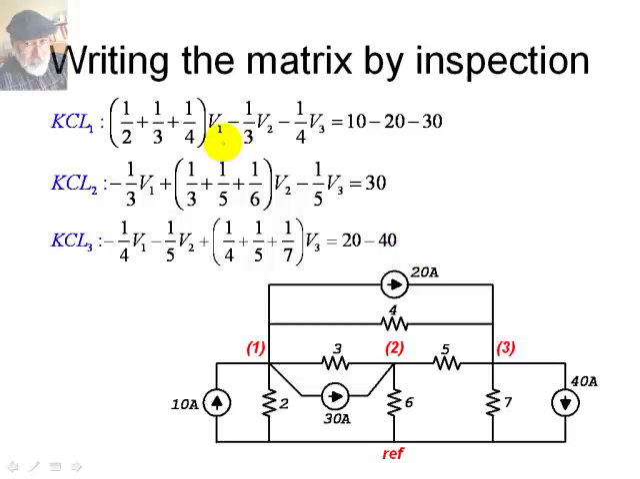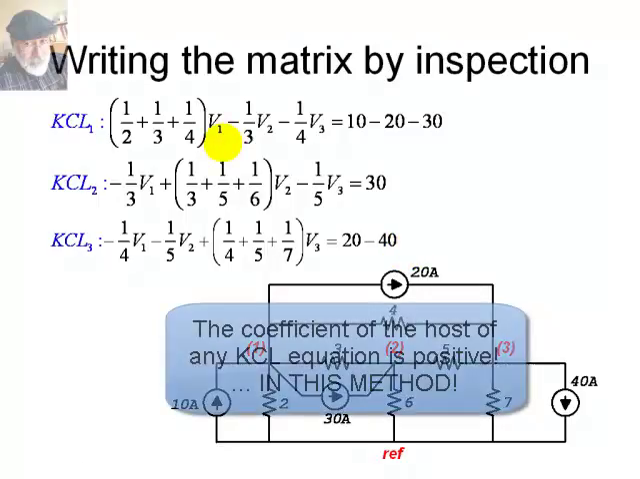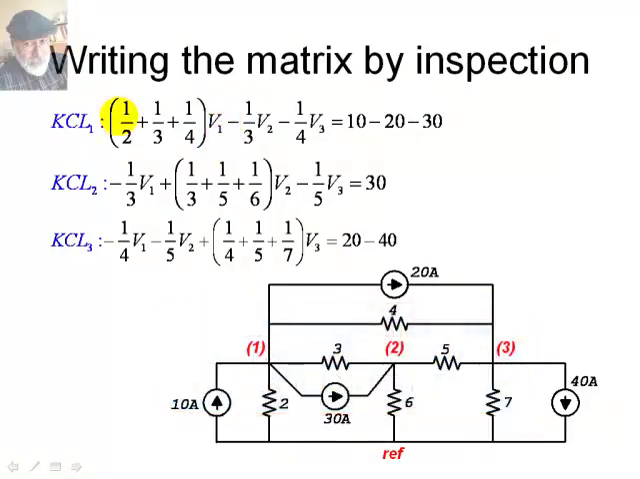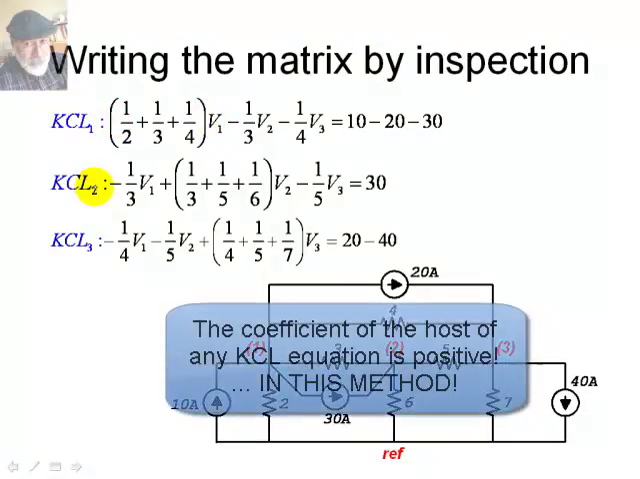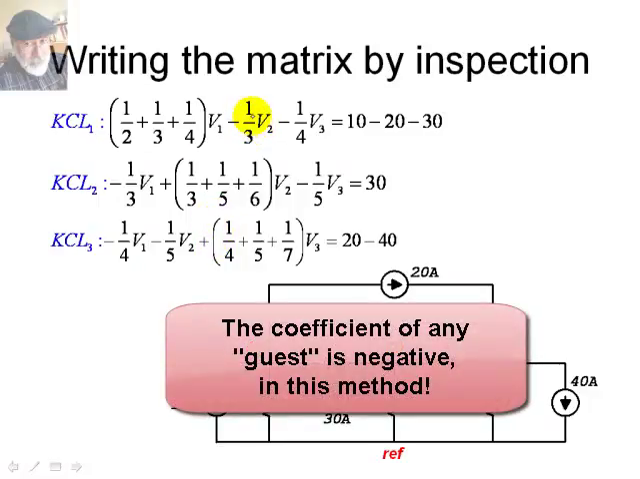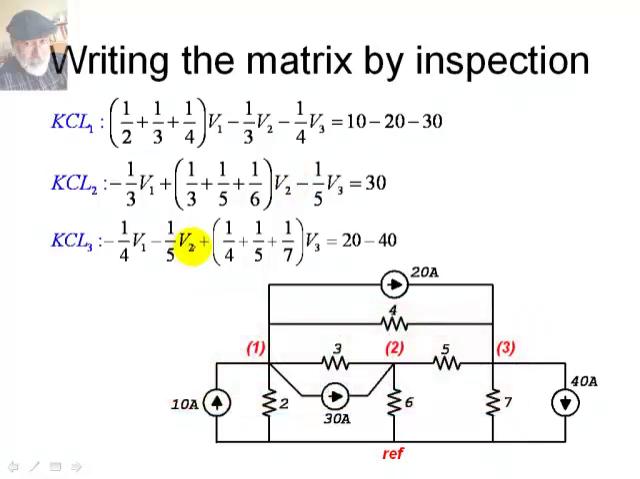You can stop the tape and verify the accuracy of those coefficients. But here what I want to highlight is something. Observe that the coefficient of the host of the first equation, which is V1, is positive. The coefficient of the host of KCL2, which is V2, is also positive, and the coefficient of V3, the host of KCL3, is also positive, while all the coefficients of all the guests in every equation are negative. Oh, that's interesting. What else?